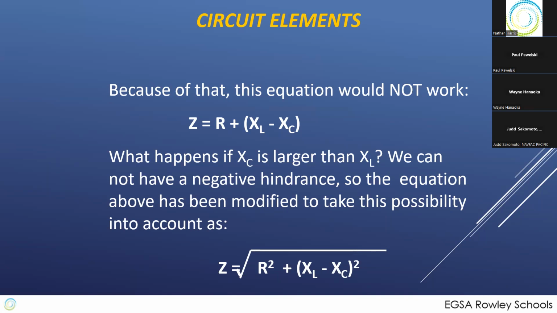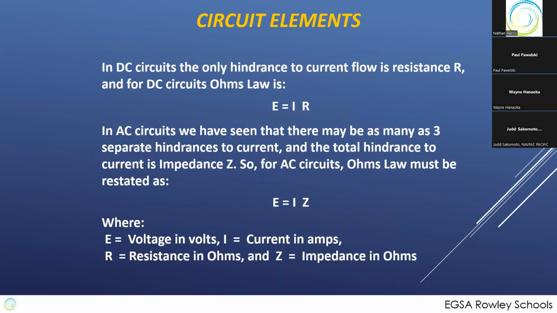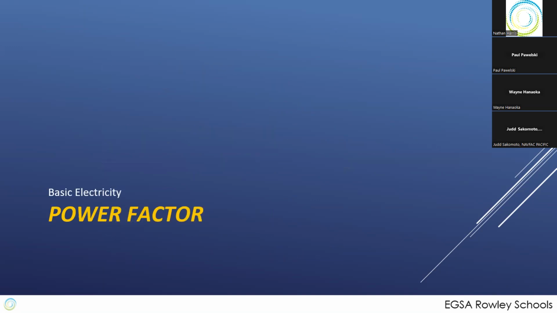So we basically do root mean square again. Resistance squared plus the difference in inductive and capacitive reactance squared, so it becomes positive all the time, then the square root of it. So in AC circuits, we do E equals IZ instead of E equals IR, and we have to understand what frequency they're at so that the calculations work right, because Z includes X sub L and X sub C, inductive and capacitive reactance, and both of those are affected by frequency. If we don't know the frequency, we can't do the calculation.